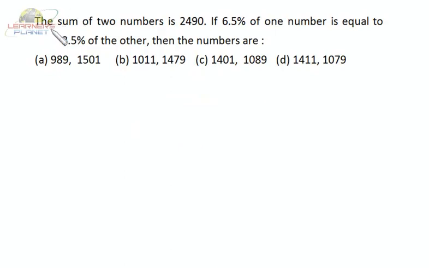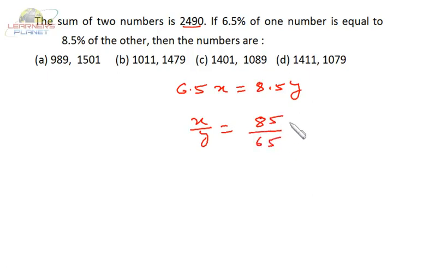Now the sum of two numbers is 2490. If 6.5% of one number is equal to 8.5% of the other, then we have to find out the numbers. Since 6.5% of one number, that is 6.5% of x, is equal to 8.5% of y, since I am having percentages at both the sides, I can just cancel it. That means x by y is equal to 85 by 65, that is 17 by 13.